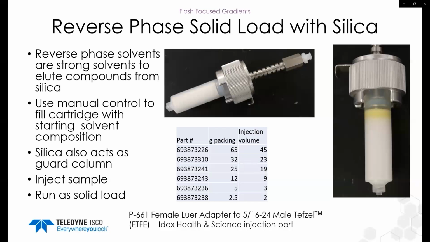The table in this slide indicates the volume of liquid that can be loaded. This volume is up to half the volume that the cartridge can hold, so this is a conservative loading to avoid sample loss by the sample coming out the other end of the solid load cartridge. After loading the sample, install the solid load cartridge on the system and then run with the injection option solid load.